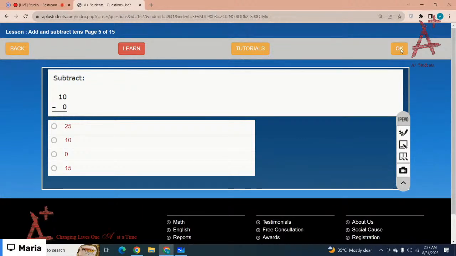Okay, 10 take away 0. So adding 0 and subtracting 0 is exactly the same. When you are adding 0 or subtracting 0, the number doesn't change. The numbers are exactly the same, right? So 10 minus 0 is 10. The correct option is 10.